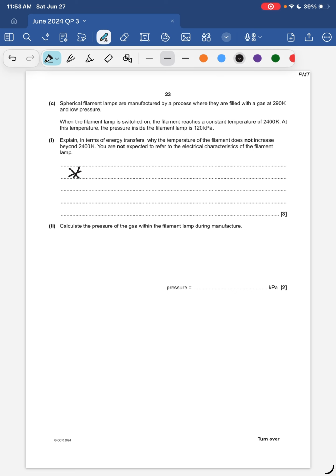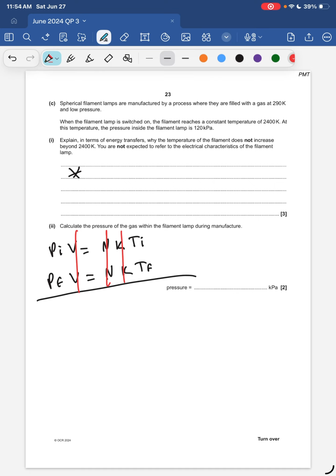So in part 2, we have to calculate the pressure of the gas within the filament lamp during manufacture. So we have the initial pressure when it's manufactured times the volume of the lamp is going to be equal to the number of particles times k times the initial temperature. And then when it's switched on, final pressure times volume is going to be N times k times the final temperature. So if we divide these two, we get these really nice cancellations, and we can solve for Pi.